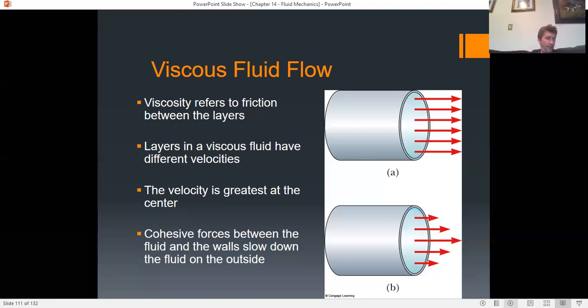So when we look at the cohesive and adhesive forces in a fluid, the fluid is going to be at rest when it's completely in contact with the wall. That adhesive force is going to be preventing it from flowing. As we get further from the wall, the cohesive forces are going to drag the faster moving fluid to slow it down.